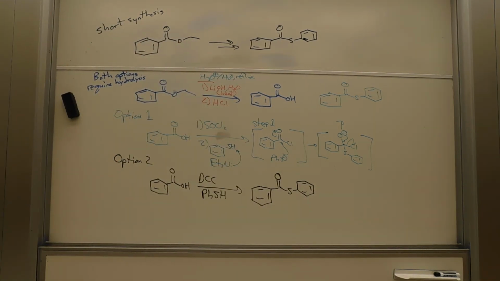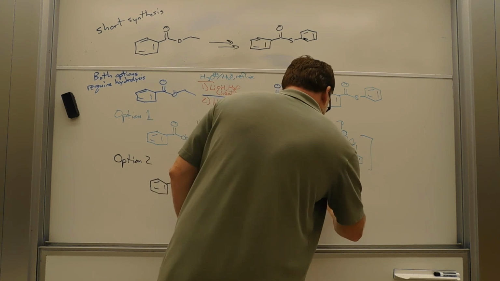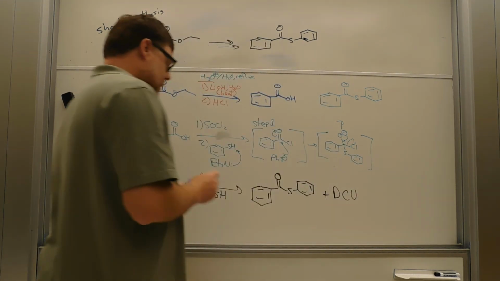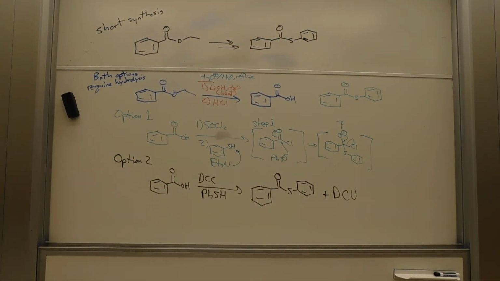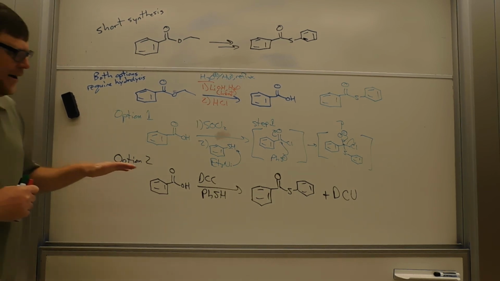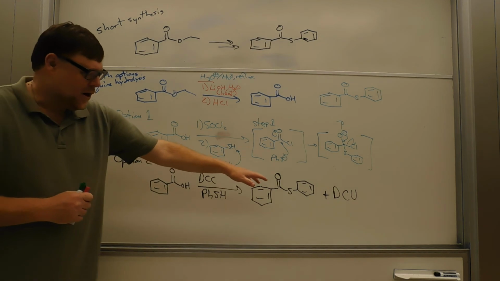So why wouldn't I use option two? It's one step. Well, a couple of reasons. One, DCC turns into DCU. That is not the DC universe. It's dicyclohexyl urea. Come to think of it, that's kind of like the DC universe. It's really sticky. It's hard to get rid of, and it just hangs around when you don't want it to. So, okay, that was unfair. Anyway, the DCU is a hard byproduct to get rid of.